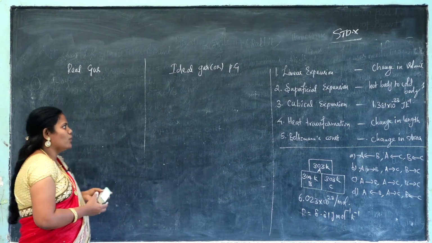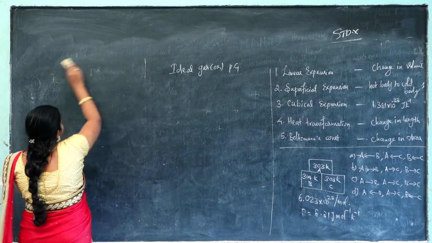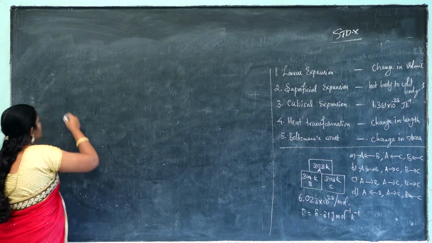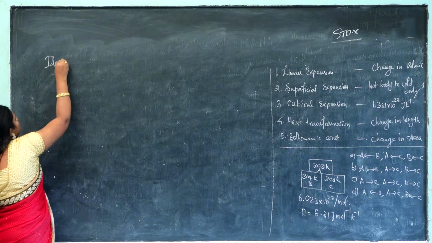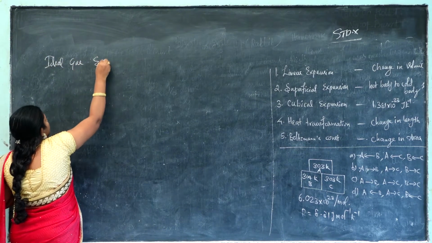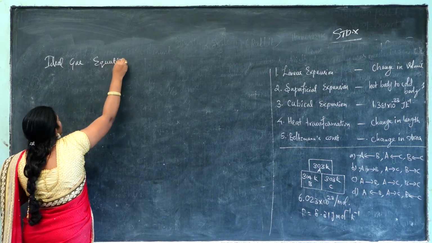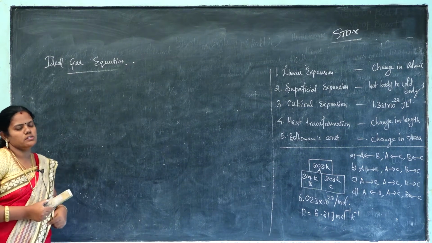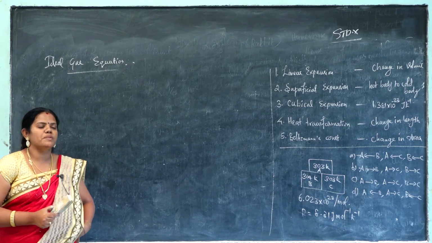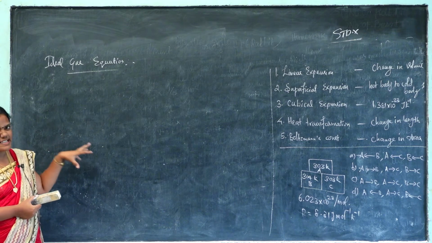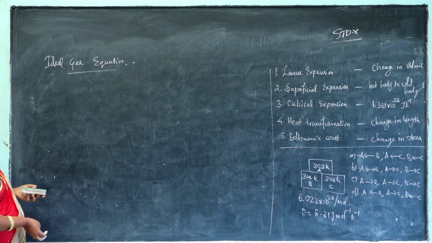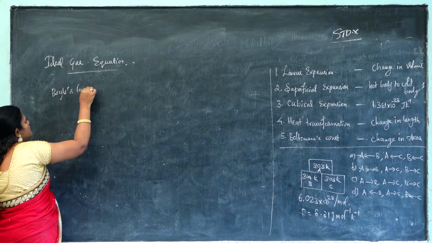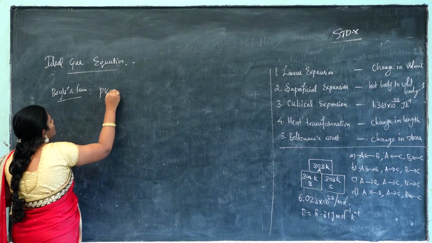Okay, next we will go for the ideal gas equation. In the ideal gas equation, we consider one gas at constant volume, temperature and pressure. So on these three bases the gas is considered, and then we apply three laws. First one is Boyle's law. What is Boyle's law? Already you learned in this session. PV is equal to constant.